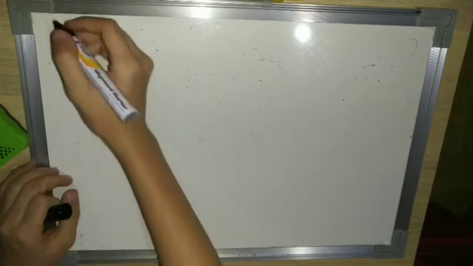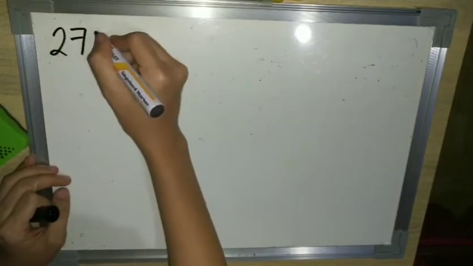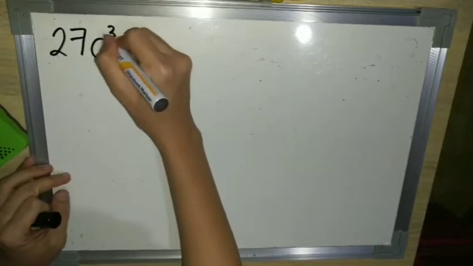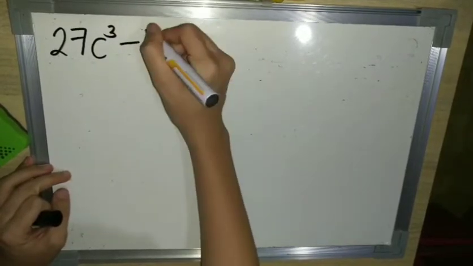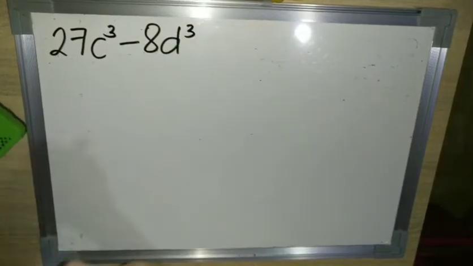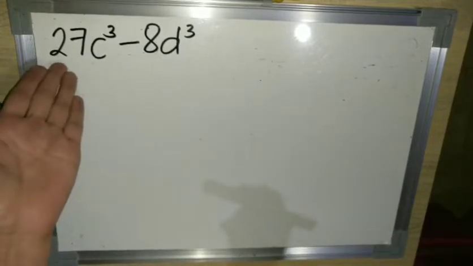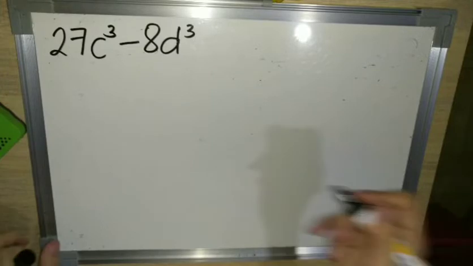Okay, so for our last example about sum or difference of two cubes, let us have this example. So let's say we have 27c cubed minus 8d cubed. So ayan po, pares may constant and pares din pong may literal coefficient, or let's say numerical coefficient. So ayan po. Let's start.